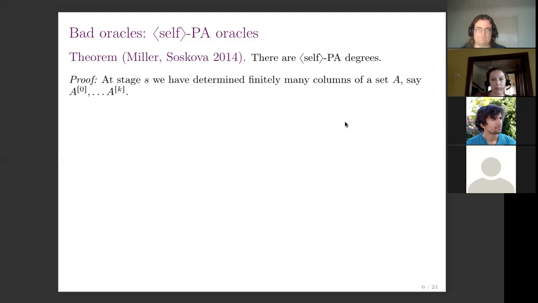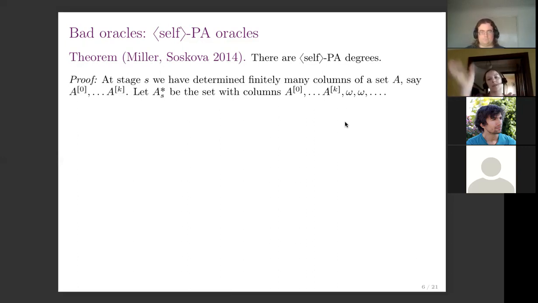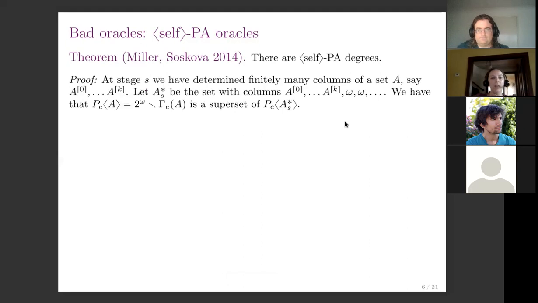So what do we do next? At stage s, let's denote by A star the maximal possible set that we can extend this construction to be, given the fact that we first fixed the first k+1 many columns. So we fill in every other column by omega. Okay, so now we're dealing with the e-th Pi-0-1 class relative to A.